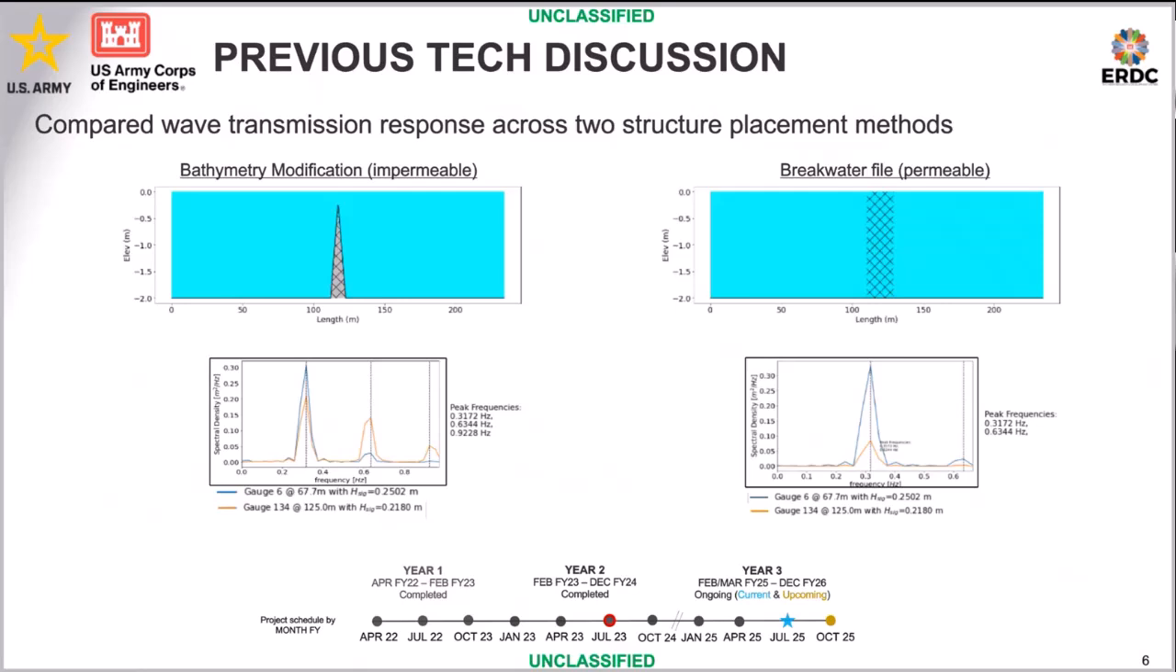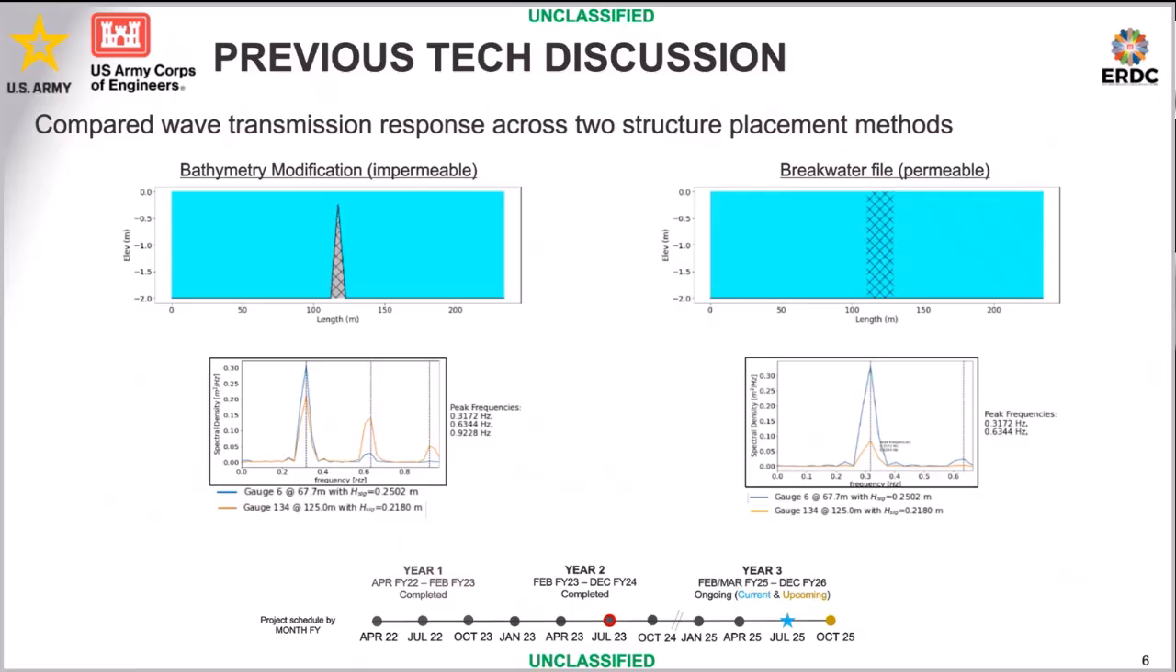Now, this tech discussion is building off of a previous tech discussion that we did 2 years ago, and that one was with results from Levi Cass and Amy Bredis, 2 students we had that summer that significantly helped in the wave transmission response, especially comparing that across the 2 native methods to put structures in FunWave. On the left-hand side, you have bathymetry modification. So that's just putting a breakwater right into your bathymetry, and that's treated as an impermeable surface. And on the right-hand side is the breakwater file, which is considered your permeable breakwater structure.